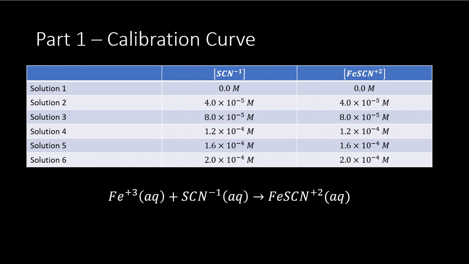So what we're doing is treating this reaction as iron 3 in the aqueous state and thiocyanate anion in the aqueous state reacting to form iron thiocyanate. And because thiocyanate and our complex are a one-to-one ratio, whatever concentration of thiocyanate we have to react, that's the end concentration of iron thiocyanate we'll have when we are measuring absorbance and percent transmittance.